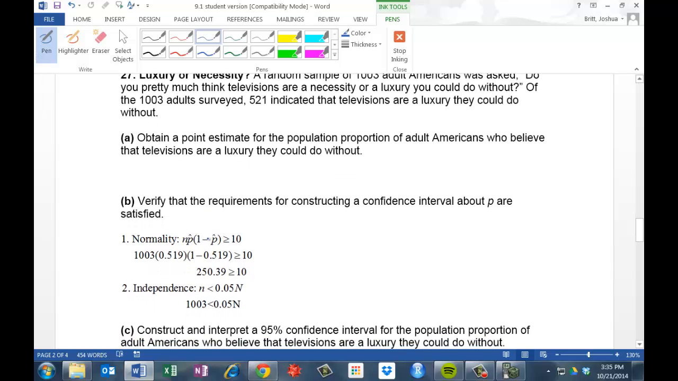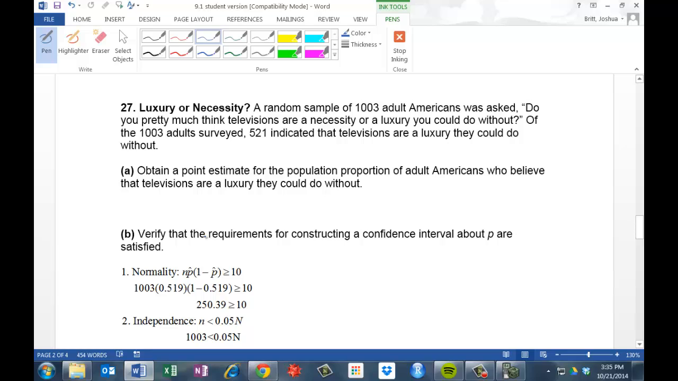Okay, one more example here. A random sample of 1,003 adult Americans was asked, do you pretty much think televisions are a necessity or luxury you could do without? Of the 1,003 adults surveyed, 521 indicated that televisions are a luxury they could do without. Obtain a point estimate for the population proportion of adult Americans who believe that televisions are a luxury they could do without. So again, point estimate.